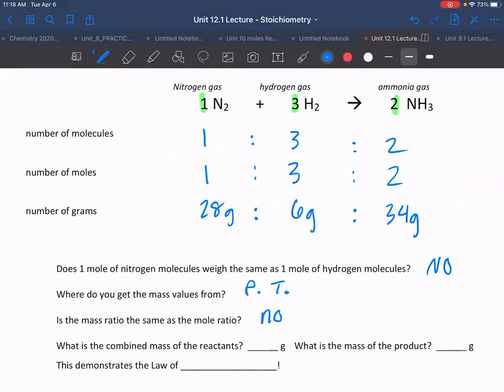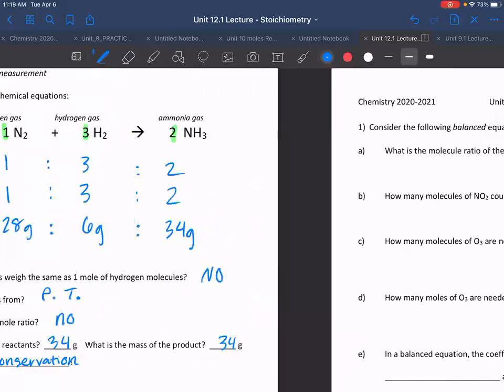But just talking a little bit more about mass here, what's the mass of both the reactants added together? 34 grams. And what's the mass of the product? 34 grams. What does this show us? The law of what? Conservation. Beautiful. So pretty neat. That means our equation is balanced.